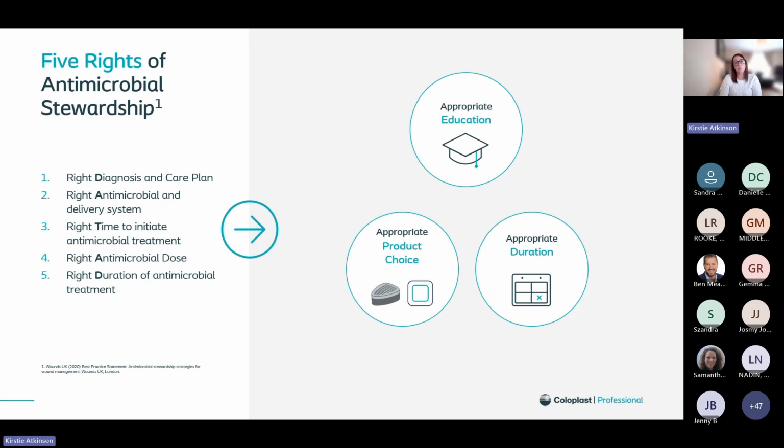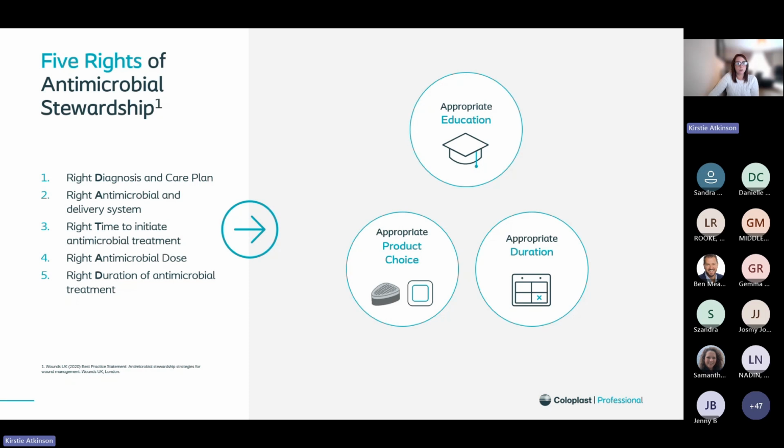So there are some principles around antimicrobial stewardship that are going to help put these measures in place. In the best practice document by Wounds UK, they said there are 5 rights of antimicrobial stewardship: the right diagnosis and care plan, the right antimicrobial and delivery system, the right time to initiate, the right antimicrobial dose, and the right duration. To simplify that down at Coloplast, what that means for us is appropriate education on the principles of AMS and AMR, and also on appropriate assessment and treatment.